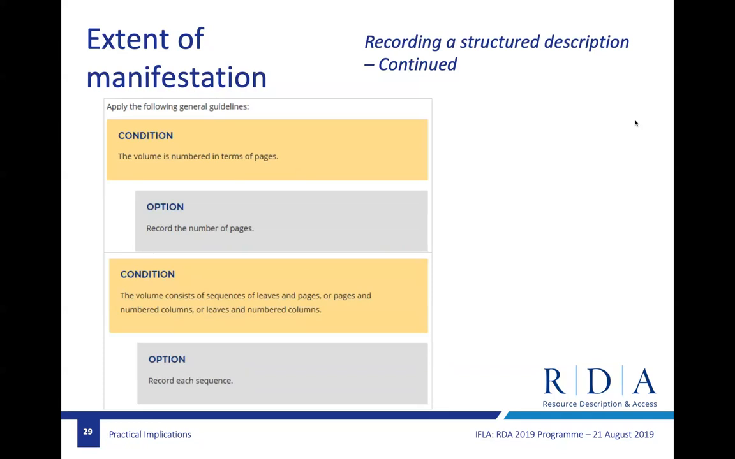Apply the following guidelines. The volume is numbered in terms of pages. That's what I have. I don't have leaves. I don't have columns. I have pages. Record the number of pages. That's pretty straightforward. However, I also have some preliminary pages in a separate sequence. And here's the second condition that applies in that case. The volume consists of sequences of leaves and pages, or pages in numbered columns, or leaves in numbered columns, and the option is to record each sequence. Ultimately, I end up with Roman numeral 7, 280 pages.